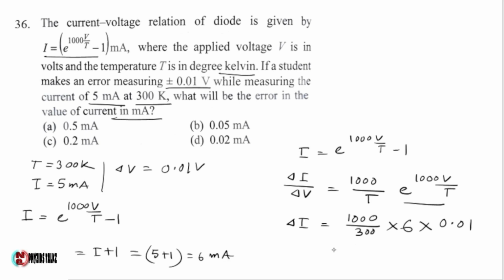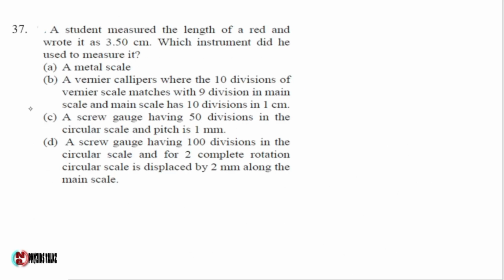So the measurement error in current is given as 0.2 milliampere. So the correct option is option C. Next question. A student measured a length of a rod and wrote it as 3.50 centimeter. Which instrument did he use to measure it?